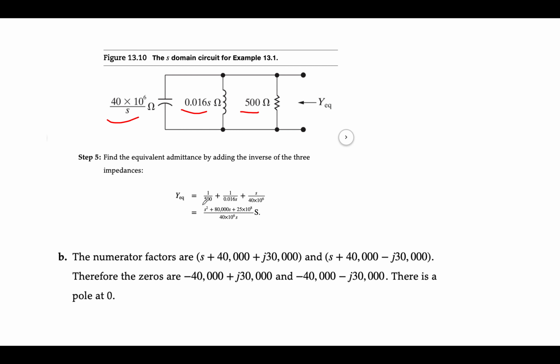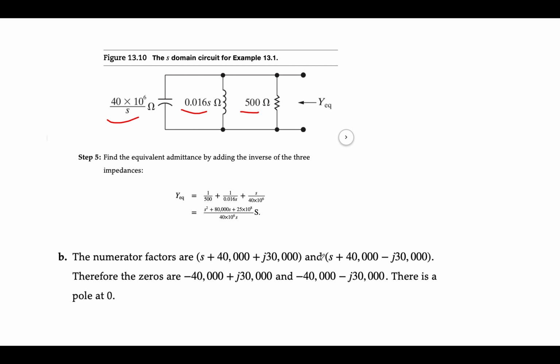So we have 1 over 500, 1 over 0.016s, and s over 40 times 10 to the 6th. So all of those expressions for z have flipped. We then find a common denominator and get an expression in the numerator. So you can see what the numerator is, you can see what the denominator is.